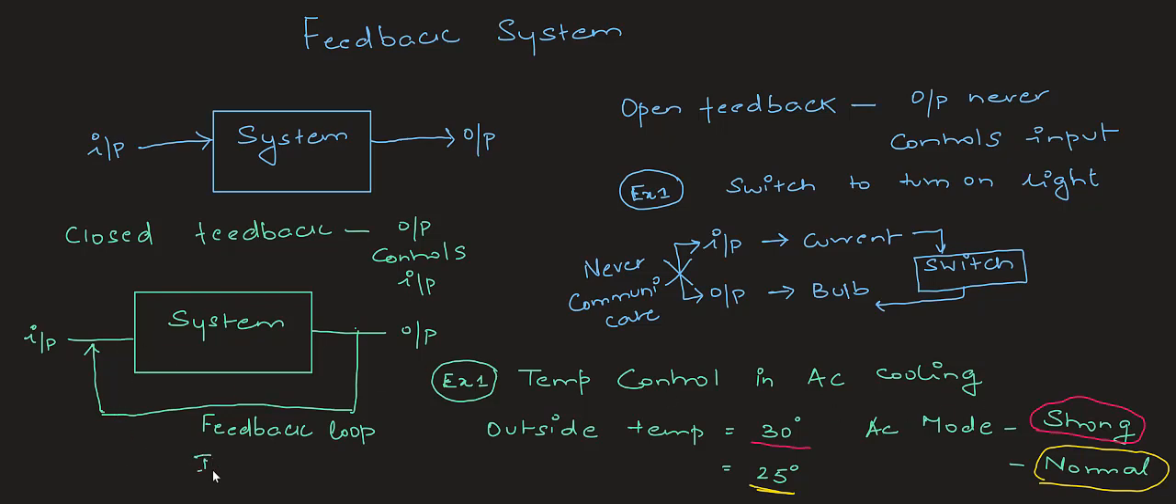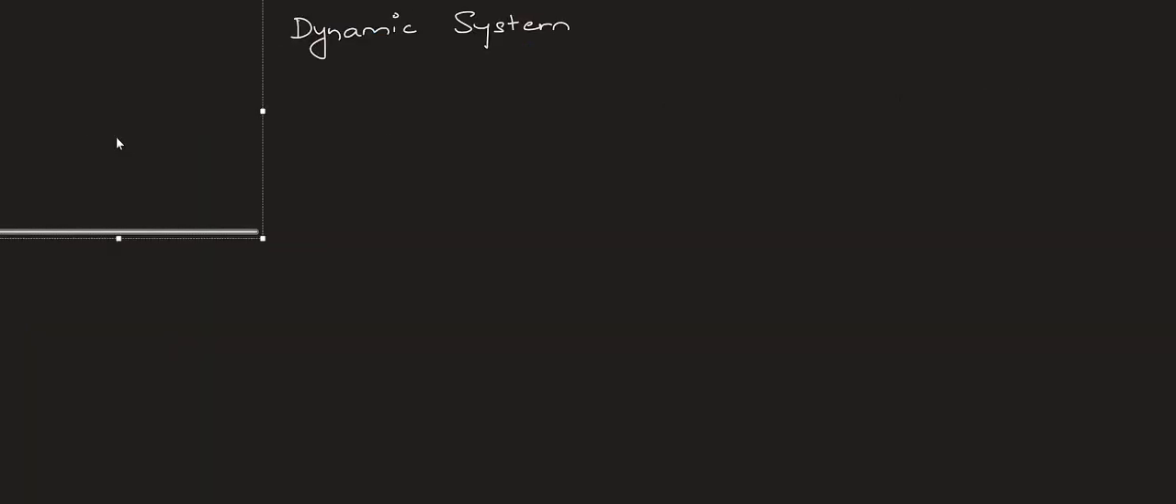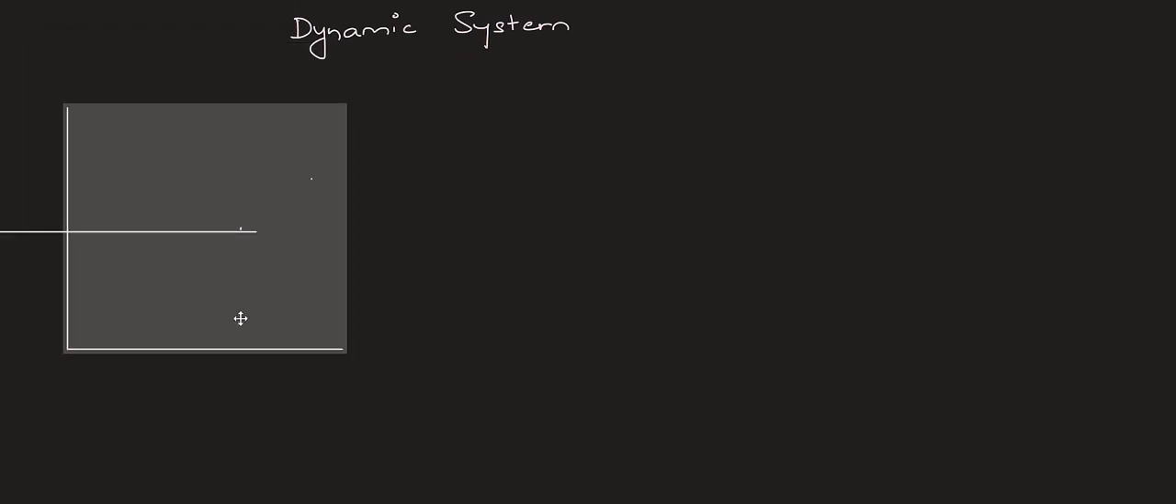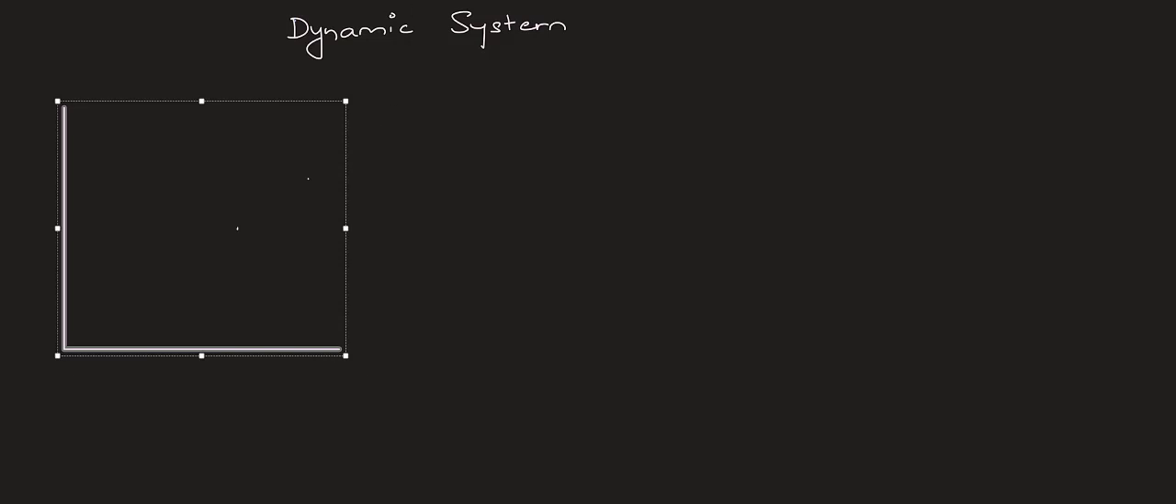This is just an intro level explanation for a closed feedback system. We are going to see plenty of mathematical derivations on feedback systems in the coming lectures. So for the next property, we have a dynamic system. Let us see what a dynamic system is.